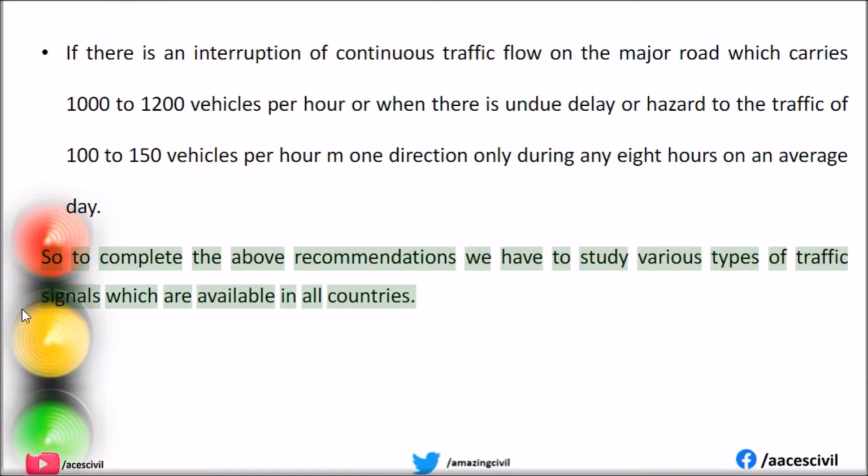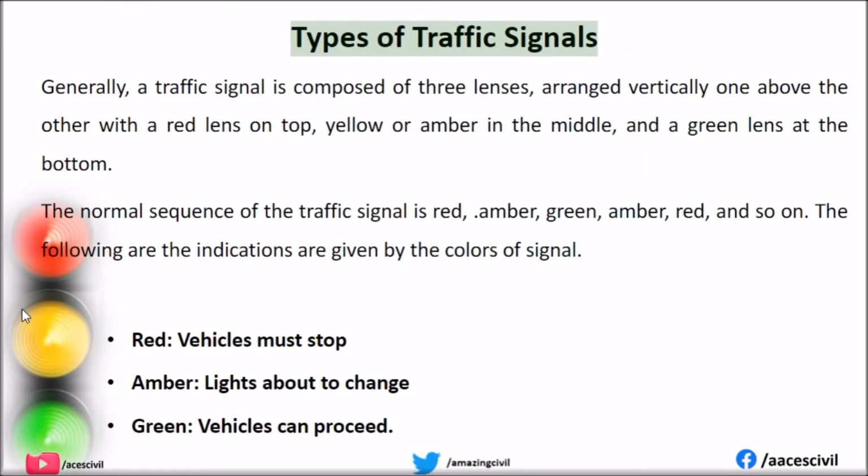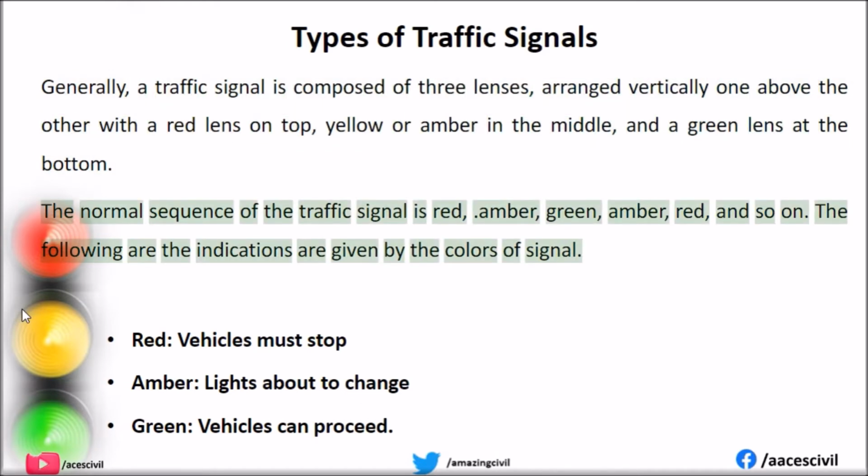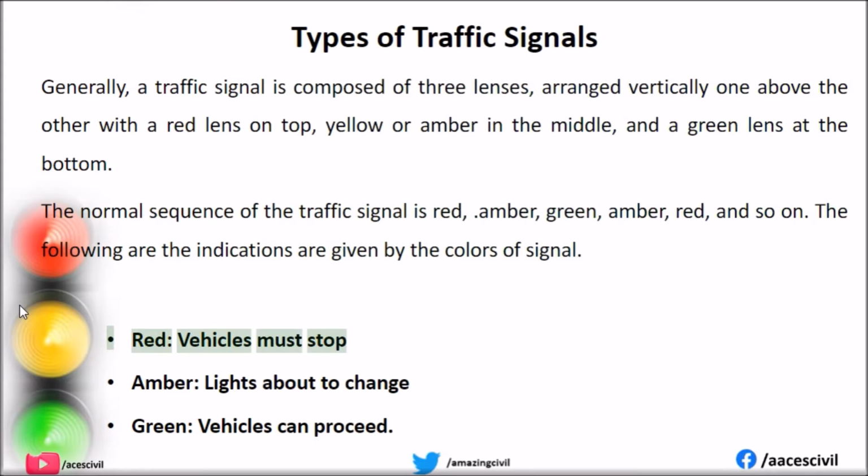So to complete the above recommendations we have to study various types of traffic signals which are available in all countries. Types of traffic signals. Generally, a traffic signal is composed of 3 lenses arranged vertically one above the other, with a red lens on top, yellow or amber in the middle, and a green lens at the bottom. The normal sequence of the traffic signal is red, amber, green, amber, red, and so on. The following indications are given by the colors of the signal. Red: vehicles must stop. Amber: lights about to change. Green: vehicles can proceed.